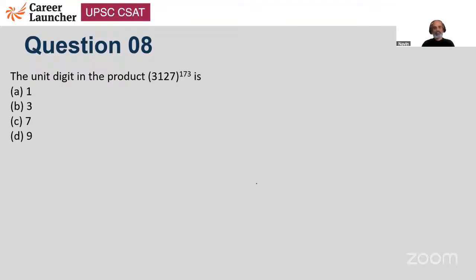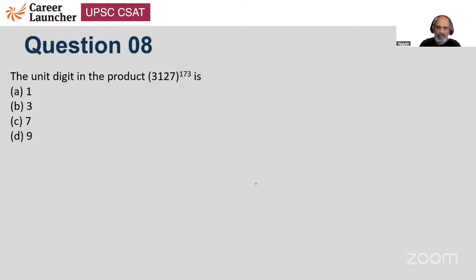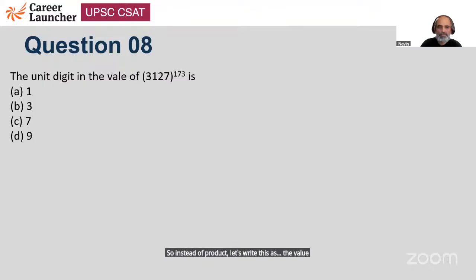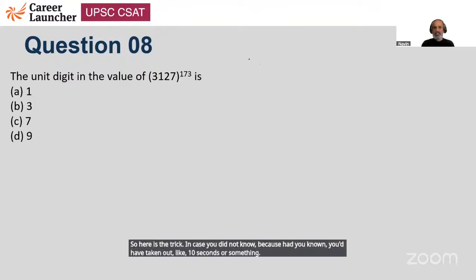Numbers. We need to find the unit digit in this particular expression. I shouldn't say product, but powers are products, right? So instead of product, let's write this as the value of. So here is the trick. In case you did not know, because had you known, you would have taken like 10 seconds or something.